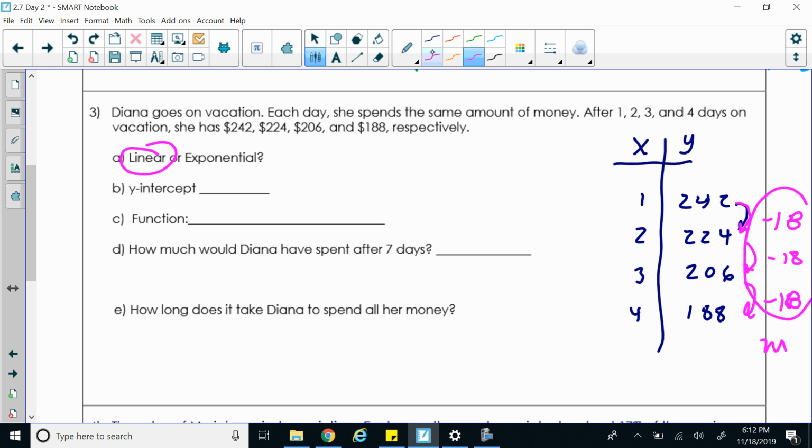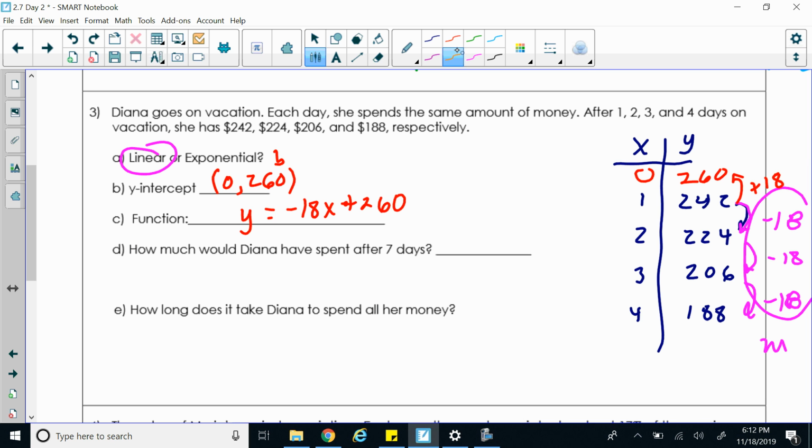Our y-intercept. Now we have to find our y-intercept here. So we got to go back and get our 0 value. So instead of subtracting, we're going to add 18. So 242 plus 18 is 260. So our y-intercept is (0, 260). And that's our b value. So when we write it out, we're going to go y equals negative 18x, that's your m, plus 260.